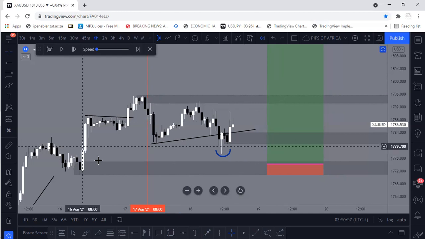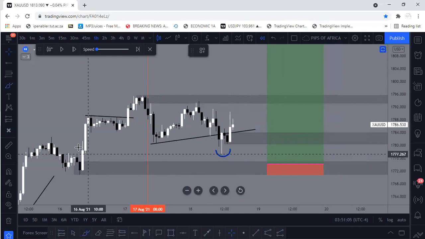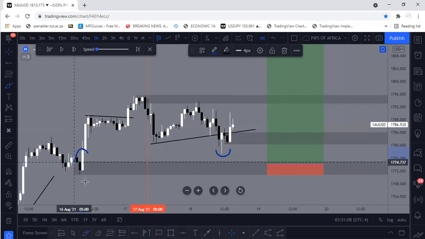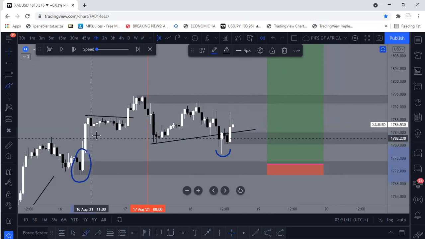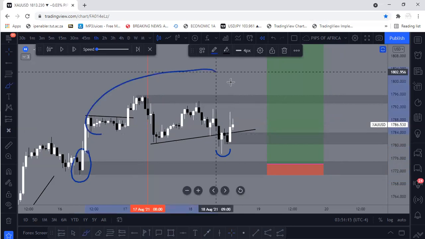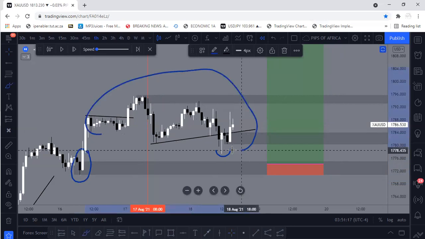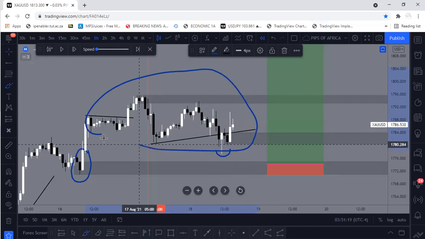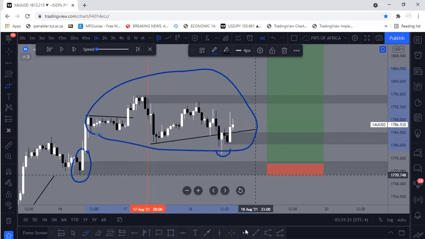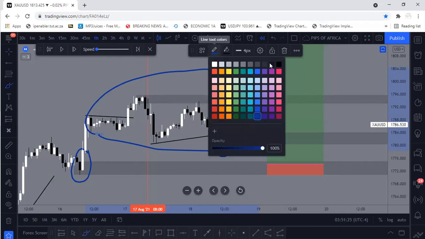But this was the mother. This is still the mother of this consolidation. This is what I said to you yesterday. So this one is the mother. This other block is the mother of the consolidation. That's what you must know.